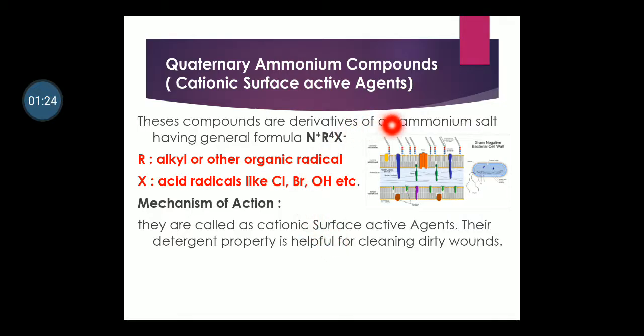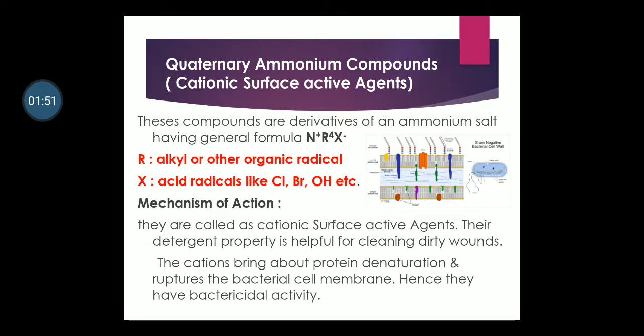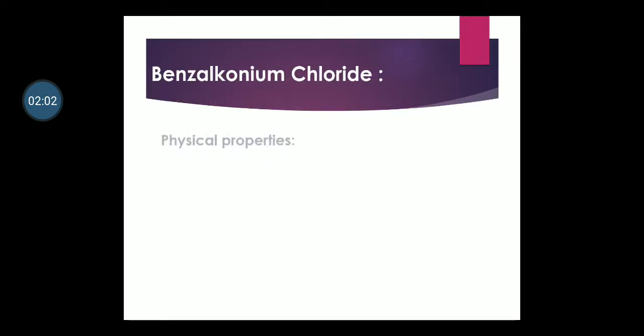So these surface active agents will act on the surface or cell wall and cause denaturation of the protein as well as alteration of the permeability, which results in leakage of the active constituents from the bacterial cell and results in death of the bacterial cell. It results in killing of bacteria, killing of microbes, and hence these quaternary ammonium compounds act as antiseptic and disinfectant. Again, these cations bring about protein denaturation, which ruptures the bacterial cell membrane, and hence there is antibacterial activity.